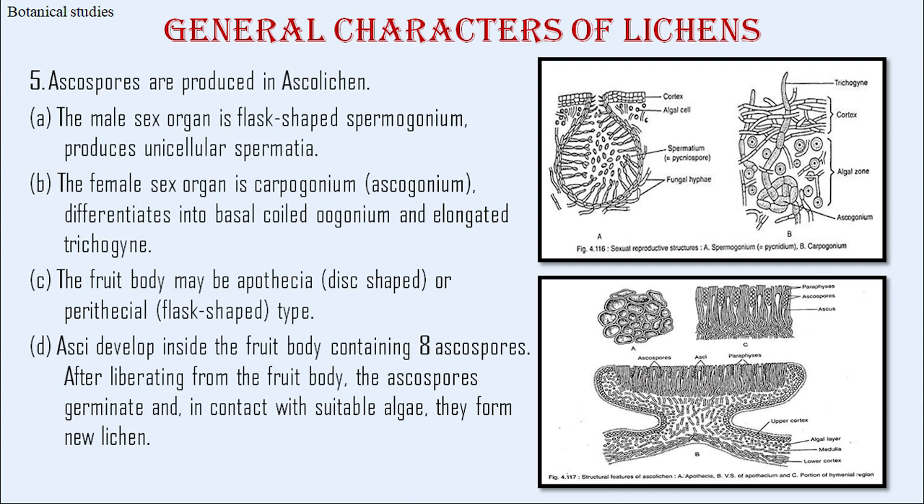Ascospores are produced in ascolichen. The male sex organ is the flask-shaped spermogonium, which produces unicellular spermatia. The female sex organ is the carpogonium, that is ascogonium, differentiated into a basal coiled oogonium and an elongated trichogyne. The fruit body may be apothecia, which is disc-shaped, or perithecia, which is flask-shaped. Asci develop inside the fruit body, containing 8 ascospores. After liberating from the fruiting body, the ascospores germinate, and in contact with suitable algae, they form new lichen.